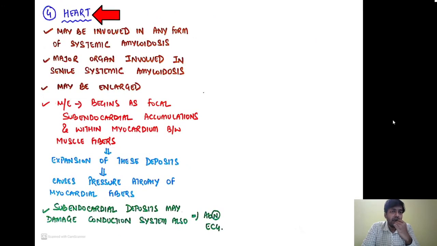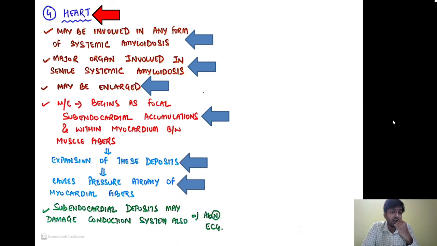Now the heart. Remember, the heart may be involved in any form of systemic amyloidosis. It is a major organ involved in senile systemic amyloidosis. Okay, it may be enlarged. Microscopically, the amyloid deposition begins as focal subendocardial accumulation and within the myocardium between the muscle fibers. Then this is followed by expansion of these deposits, which causes pressure atrophy of the myocardial fibers. Remember that the subendocardial deposits may damage the conduction system of the heart, leading to abnormal ECG findings.